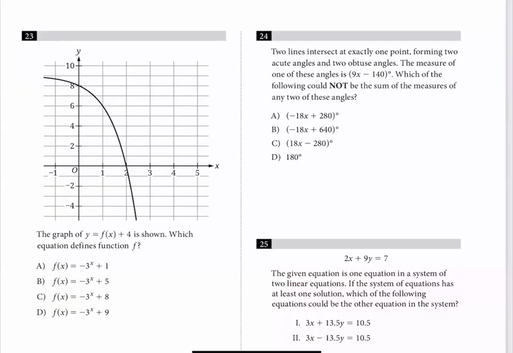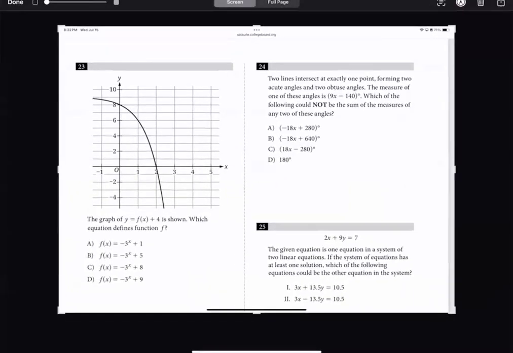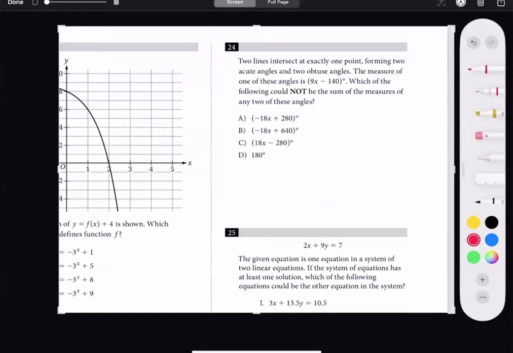A. Very good. How did you do it? So I just did 2 times 9x minus 140, because if there's a vertical angle of 3, then they'd be equal. Let's just check this.